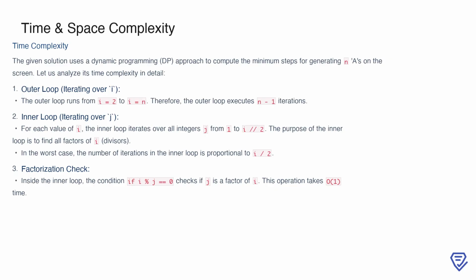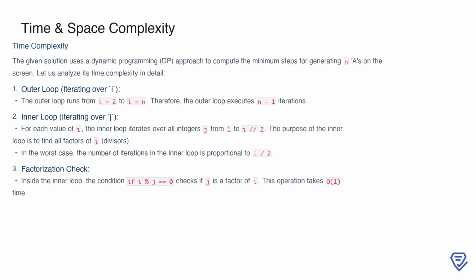To analyze the time complexity of our dynamic programming solution, we start by looking at the 2 nested loops. The outer loop runs from i equals 2 to i equals n, meaning it executes n minus 1 iterations. Within this loop, we have an inner loop that iterates over all integers j from 1 to i//2. The purpose of this inner loop is to identify the factors or divisors of i. For each value of i, the inner loop performs up to i/2 iterations in the worst case. Additionally, within the inner loop, the condition if i%j == 0 is checked to determine if j divides i evenly, and this divisor check is an O(1) operation.